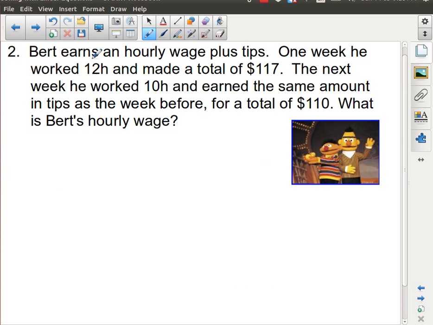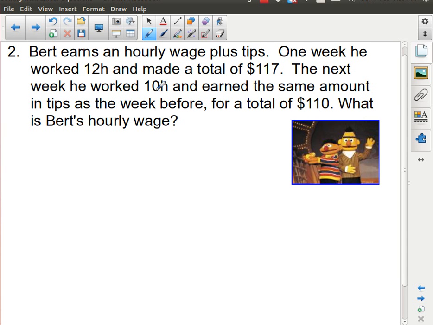Okay, now we've got Bert earns an hourly wage plus tips. So an hourly wage plus tips, you can probably relate to this. This is pretty standard for someone working in the service industry. One week he worked 12 hours and he made a total of $117. So that would mean that his wage plus his tips in the first week was $117.